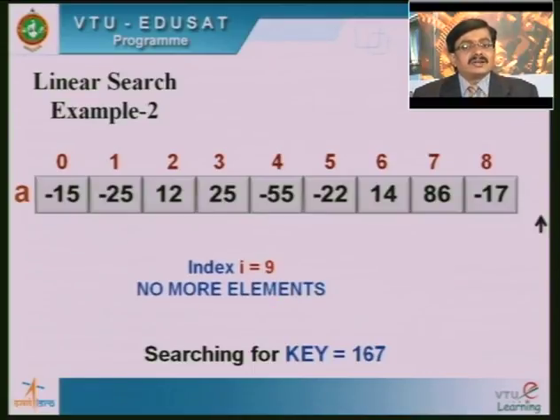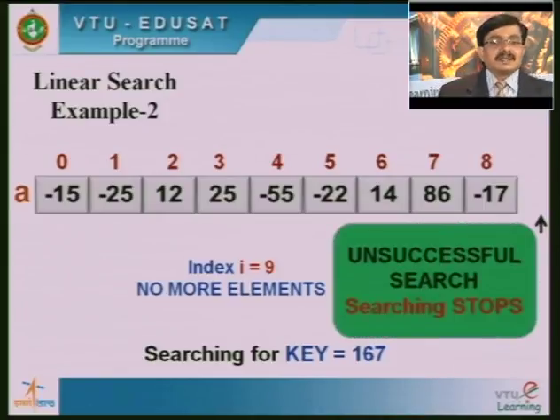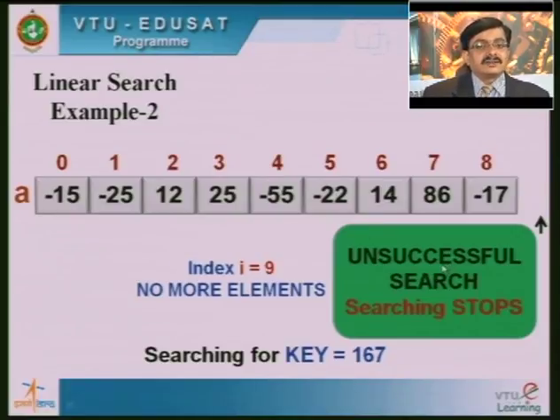And now we have to note that the i value has become 9. This means the index i has crossed the boundary of the array. When we have crossed the boundary of an array, it means that there are no more elements to be searched in the list. So once we confirm that, we can conclude that the key element is not present in the list. As a conclusion, we can declare an unsuccessful search, and the searching stops there. Fine. So this is an example wherein we are looking at an unsuccessful search. In the previous case, we have seen a successful search.